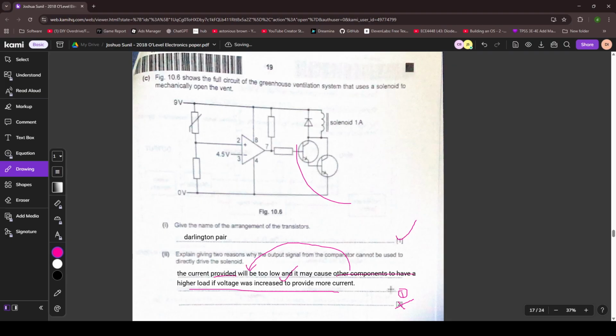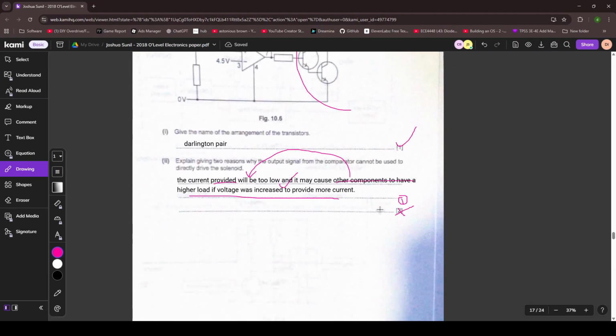What's the other point? The current provided is not high enough. Yes, that's true. But what else? Honestly, guys, I have no idea. Yeah, I have no idea. So, yeah, okay.